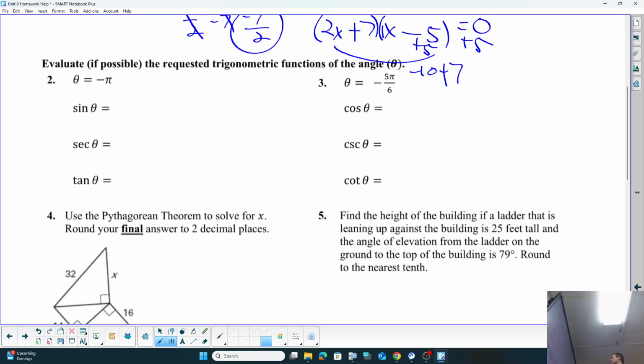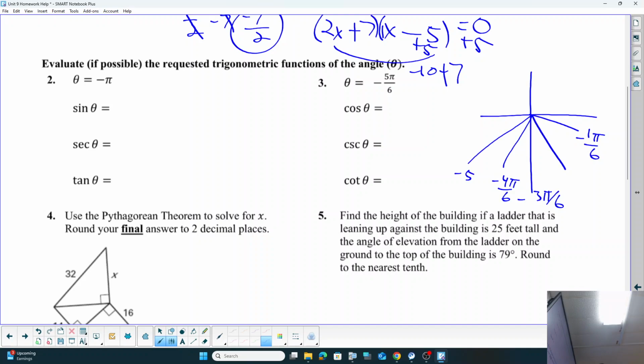Evaluate the requested trig functions of the angle. Do you remember this from last unit? What we had to do was draw a right triangle, and draw a reference angle at that angle. So -1 pi over 6, -2 pi over 6, -3 pi over 6, -4 pi over 6, there it is, -5 pi over 6. And then we draw our reference triangle.